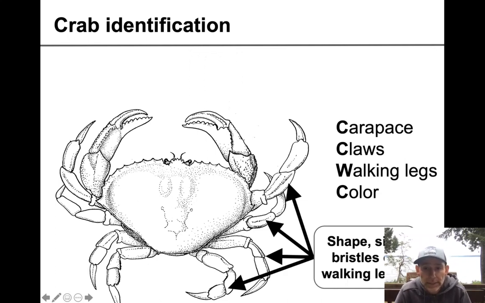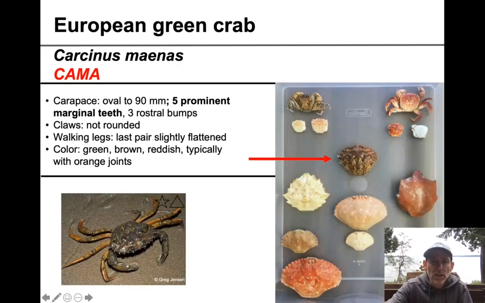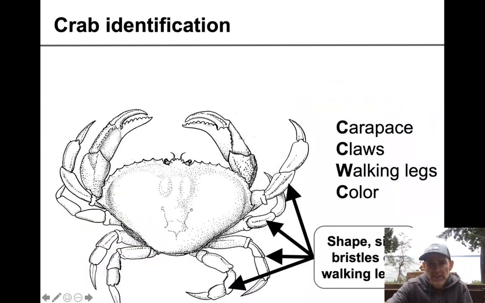How about those walking legs? What's the shape of those legs, the size of the legs relative to the body? Or do they have hairs? Those are all features you'll look for. And then finally, color. And as I said, color is not a great primary attribute to look for, but it can be somewhat useful when used in combination with carapace, claws, and walking legs.